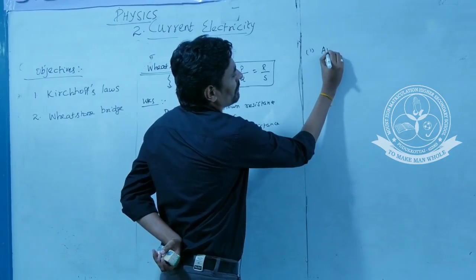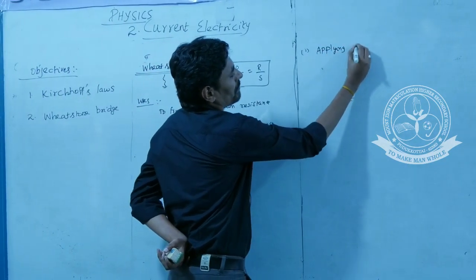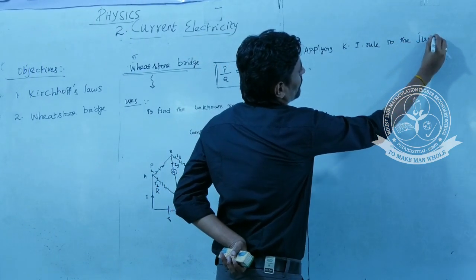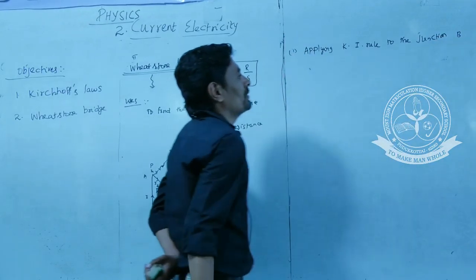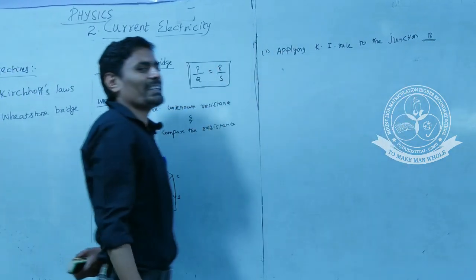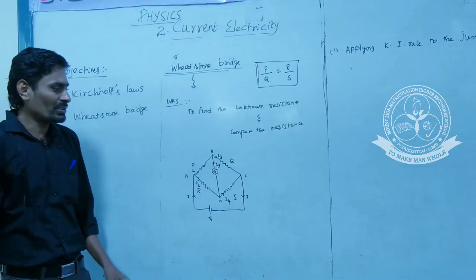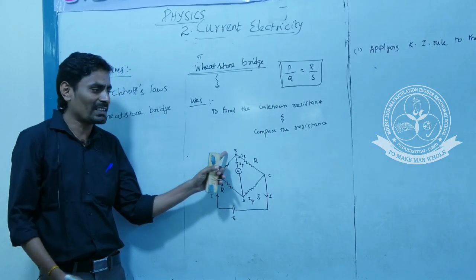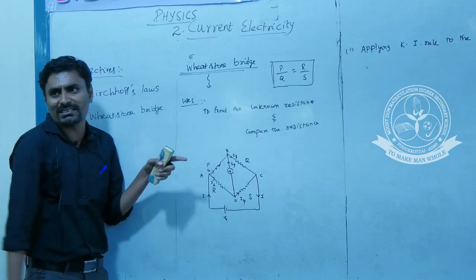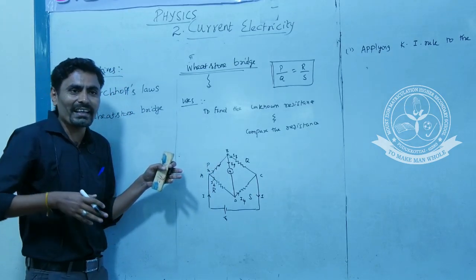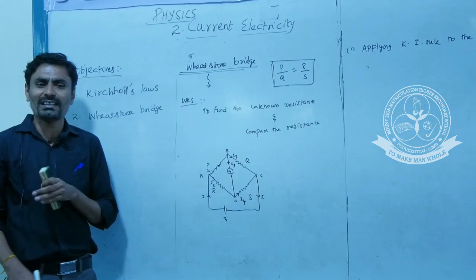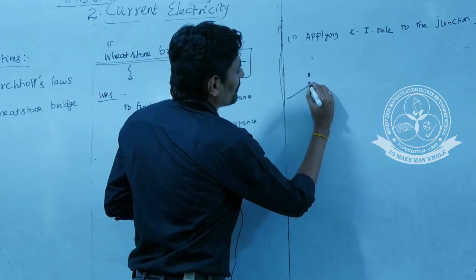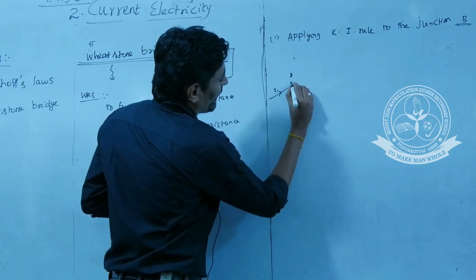So applying Kirchhoff's first rule to the junction B. Junction first rule means it contains only current. Junction B has 3 currents meeting. One current, I1, is entering the junction, I3 is leaving the junction, and Ig is also leaving the junction. So already we know the current entering the junction is taken as positive, and the current leaving the junction is taken as negative.